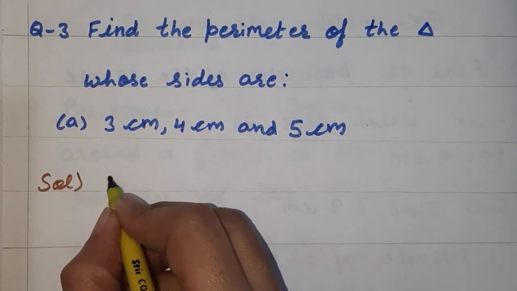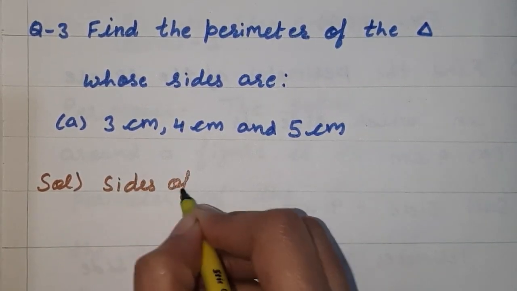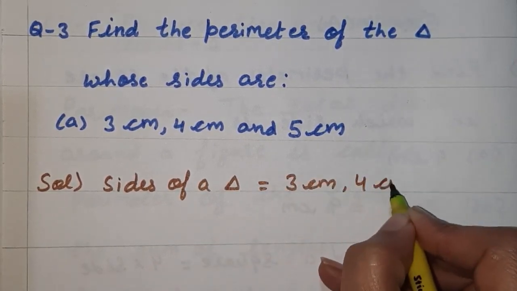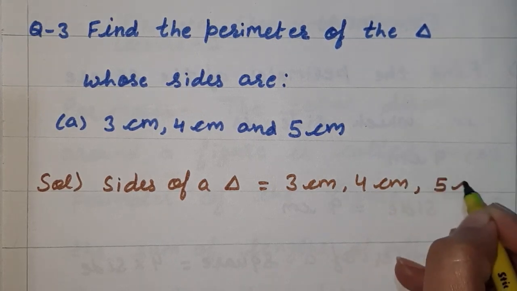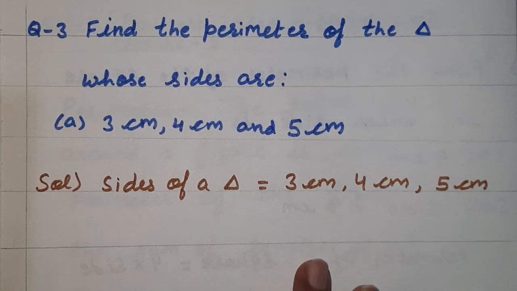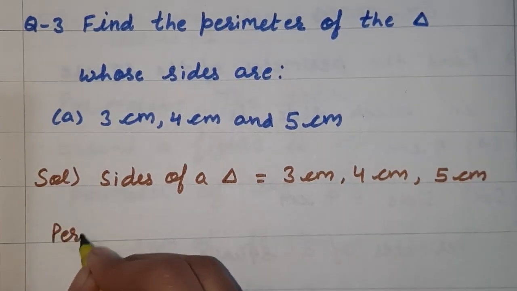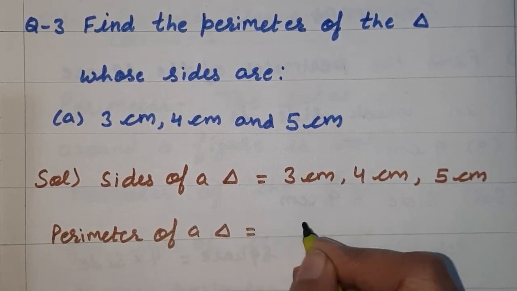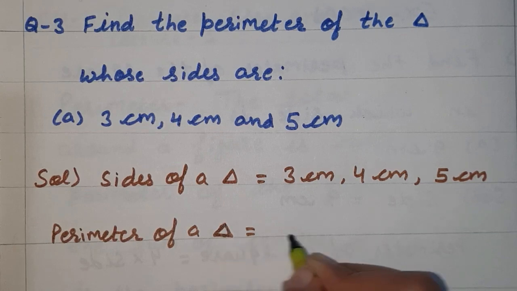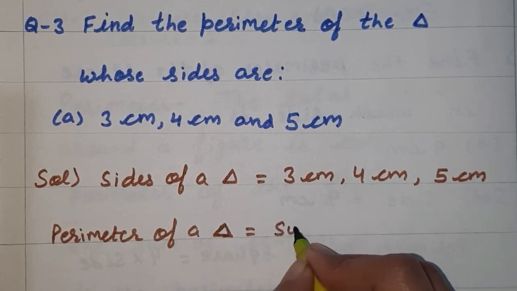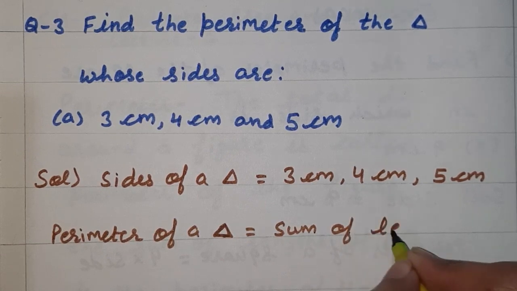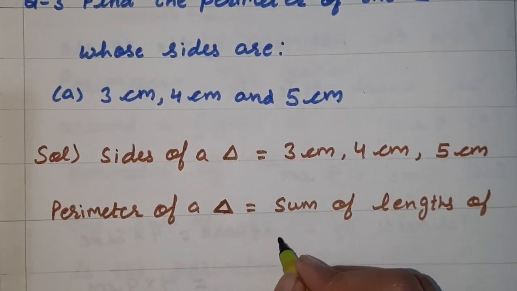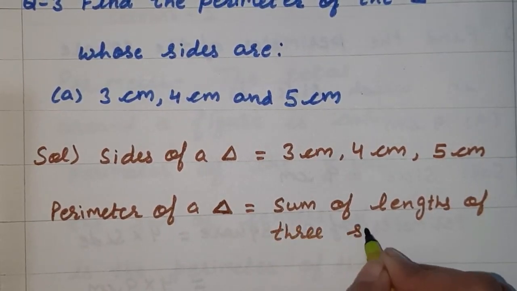Write down the solution. Sides of a triangle 3 centimeter, 4 centimeter, 5 centimeter. You can write down together as it is given in the question. Now perimeter of a triangle is equal to sum of lengths of 3 sides.